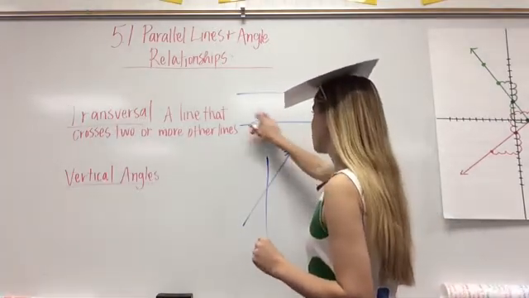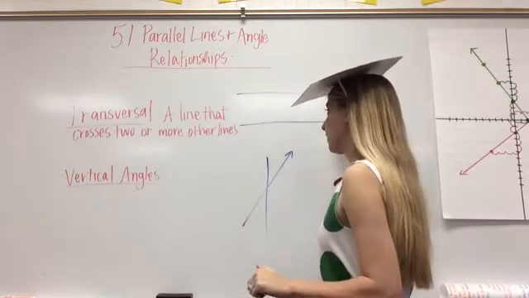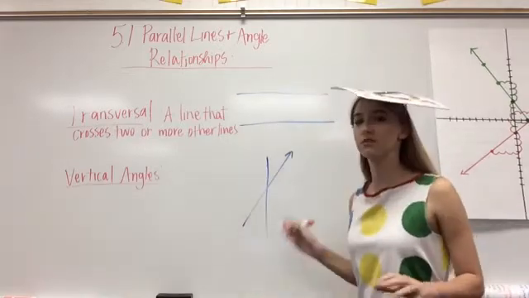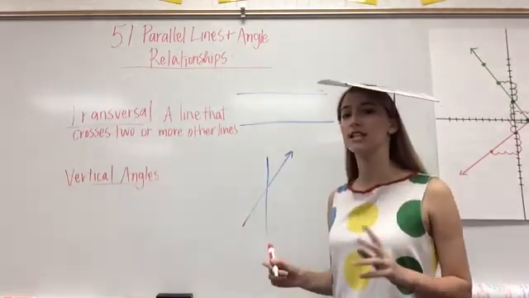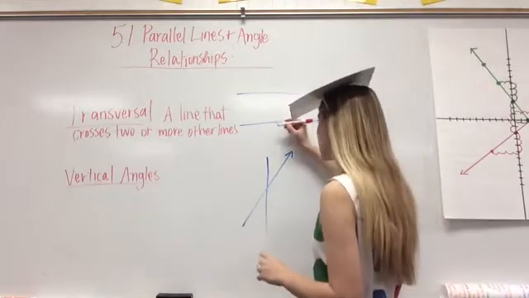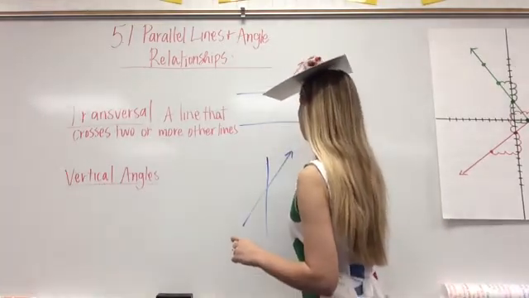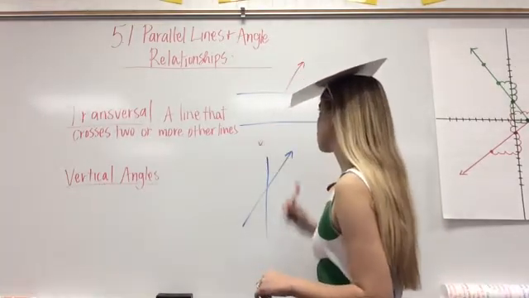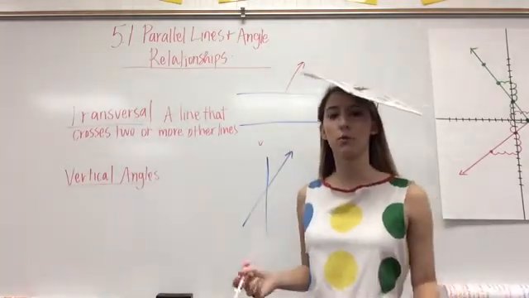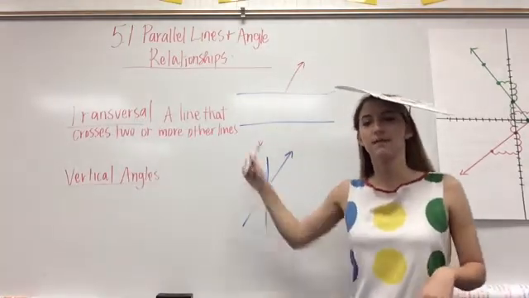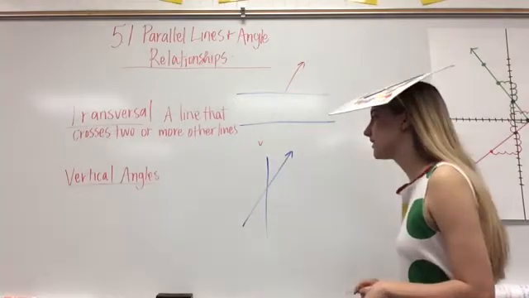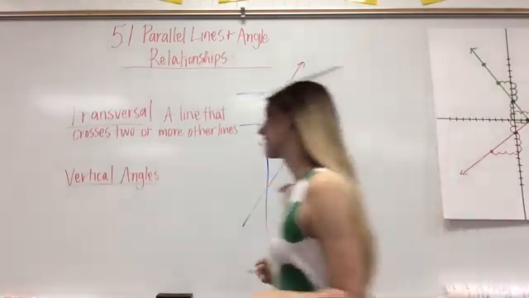So I'm going to draw an example of a transversal. Here are two parallel lines. Remember, parallel lines are two lines that never, ever, ever intersect. So here is my transversal. It's crossing two or more other lines. Okay, that's a transversal.